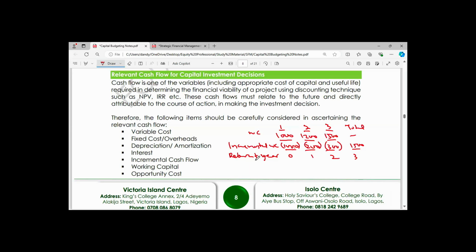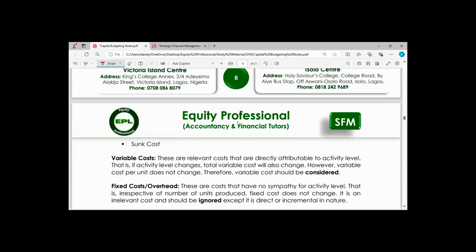Let me know if you have any question. So far, so good. So if there are no questions, let's talk about impact of inflation.